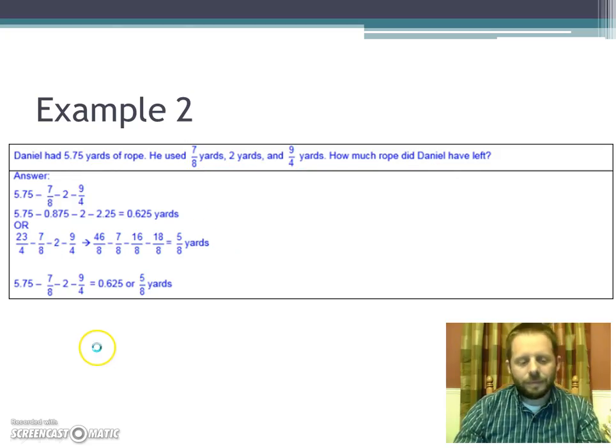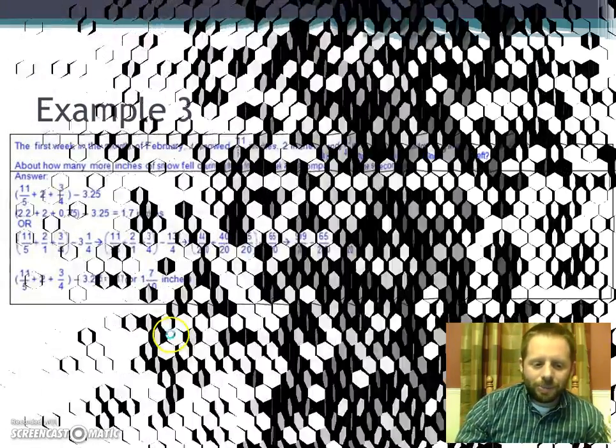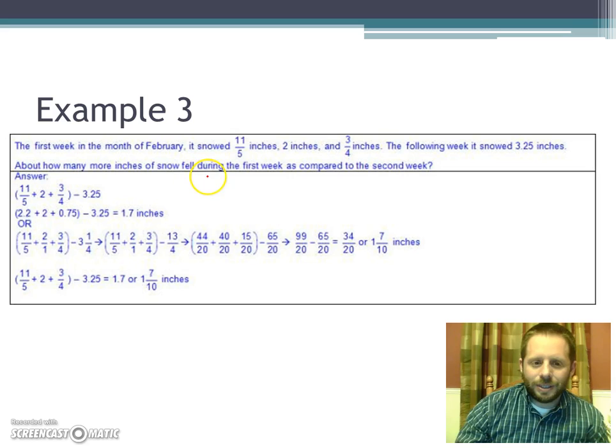Okay? In this final example here, the first week in February it snowed this much, 11/5, 2 inches and 3/4 inches. The following week it was 3.25 inches. Now you want to know the difference. So again, we want to add these and then subtract this from our total and see what the difference is. This concludes our objective.